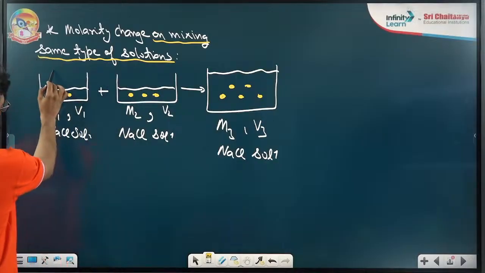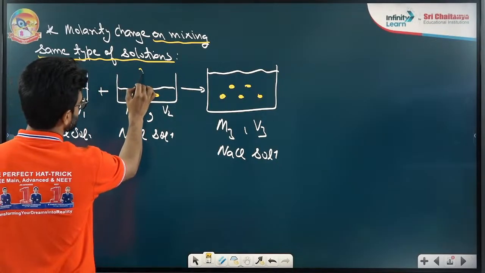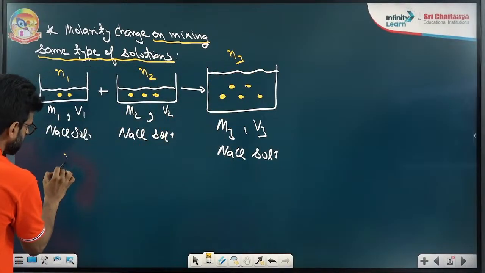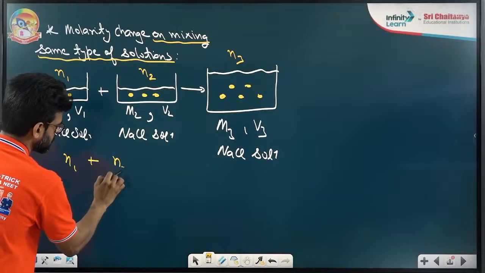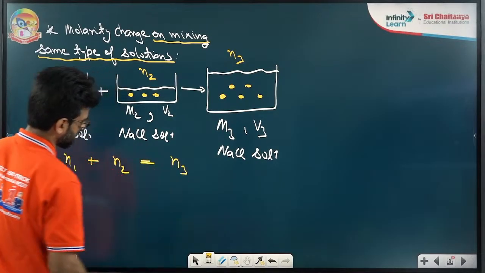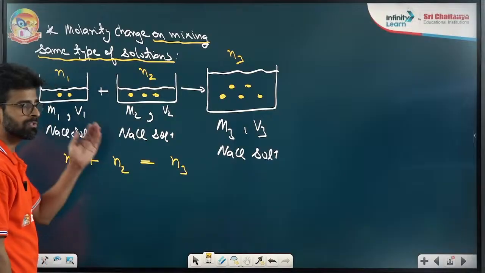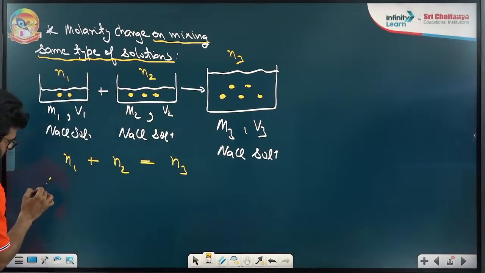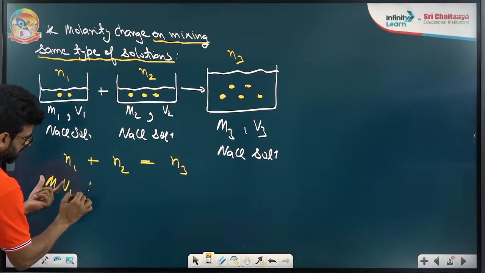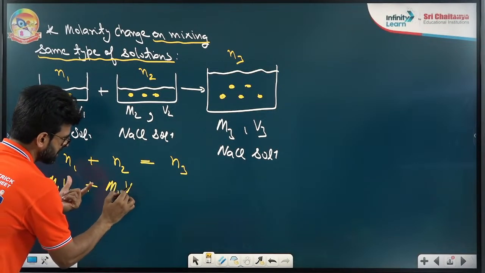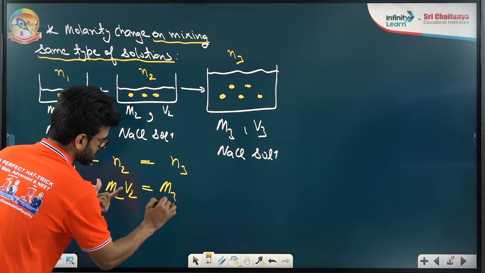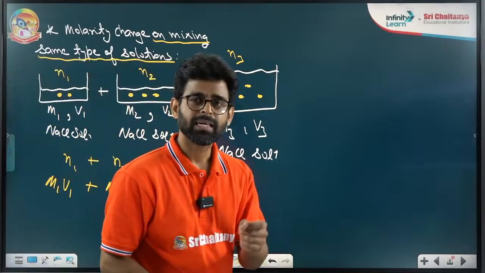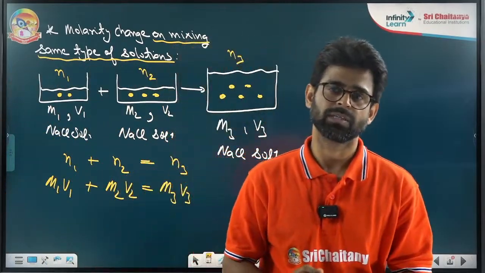Here the solute moles are N1, here it is N2, and here it is N3. So I can say N1 plus N2 is equal to N3. I can add moles here: moles of solute here plus moles of solute here equals moles here. So I can apply M1V1 plus M2V2 equals M3V3. You can apply this formula when you are mixing same type of solutions.